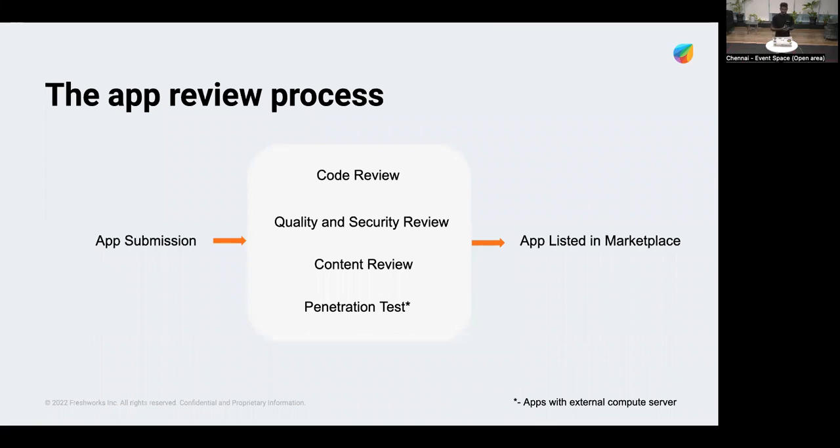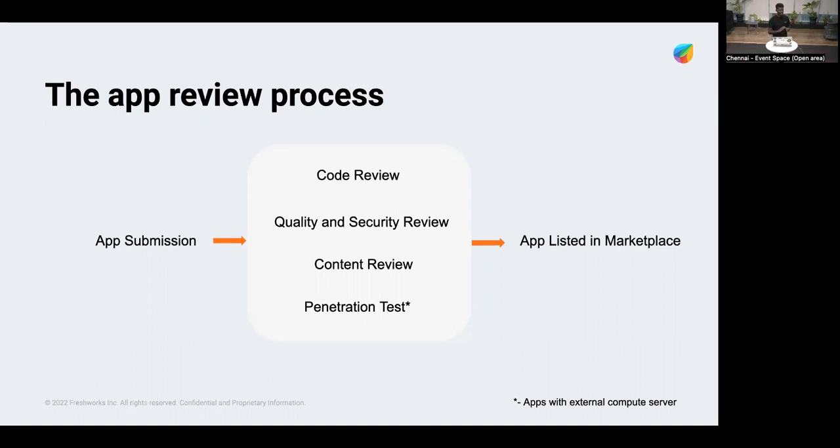The app review would take the same time. If there are any changes, the review will go through again. If, let's say, only one stage failed, only that stage will be verified again, and the app will be listed in the Freshworks Marketplace, right?